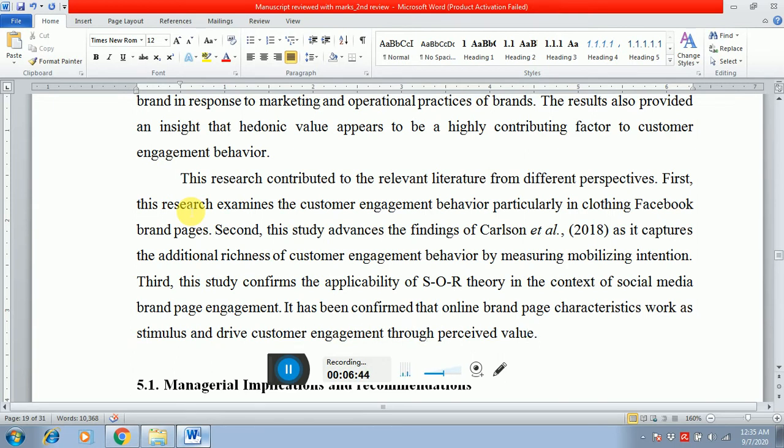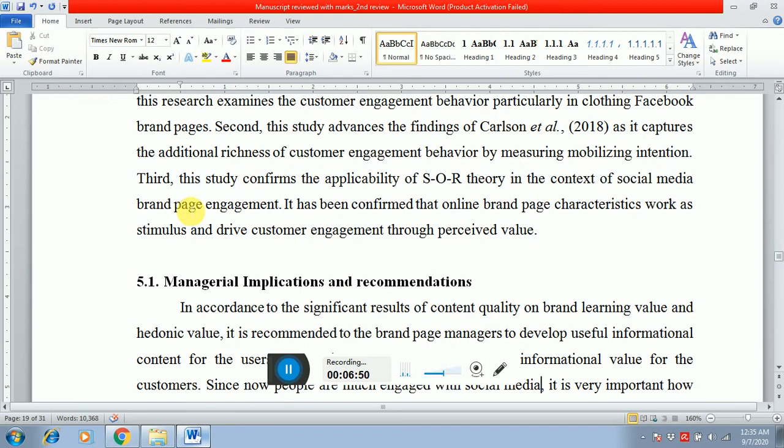So in the concluding paragraph, you have to mention the contribution of your study, and after this you have to mention the managerial implications. What do we mean by managerial implications? Managerial implications means how your study is beneficial for the economy. This study is related to clothing brand page engagement, so it means that this study will be helpful for the clothing brand pages on social media.